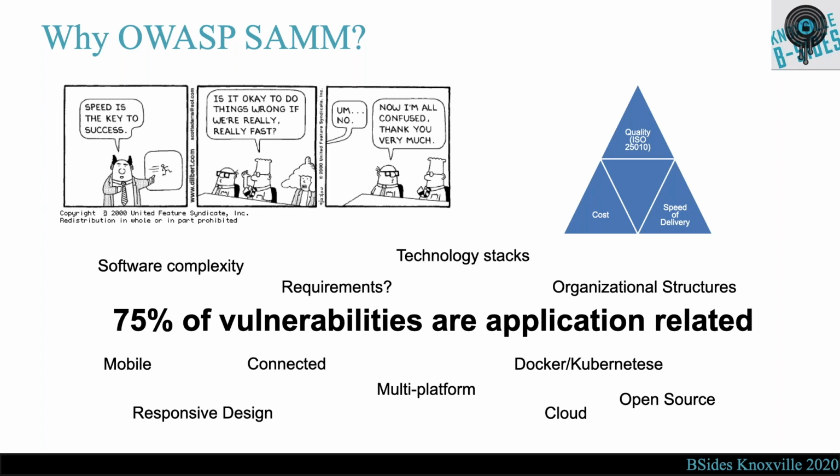Lately, if you see, there is a quest to increase speed across all different types of organizations. And many times, security might be perceived as more of a hindrance in accomplishing this goal of increasing speed. At the same time, due to this increased pressure of increased speed, many organizations are growing in complexity with increased number of tech stacks, various organizational structures, growth of open source software, and various deployment models, be it cloud-based model, on-prem model, multi-platform model, as well as responsive design. As a result, almost 75% of the vulnerabilities these days are application-related. To standardize security activities in such complex software environment, we need a model like OWASP SAMM.